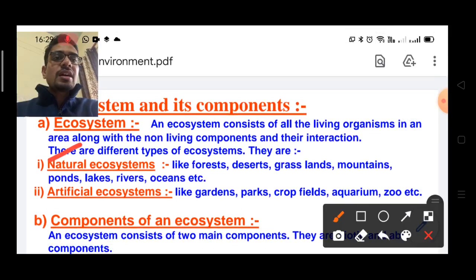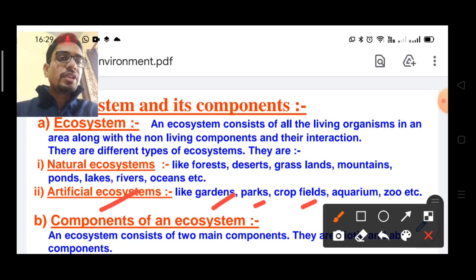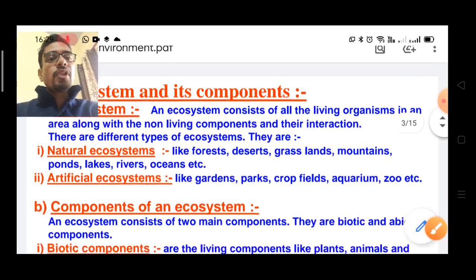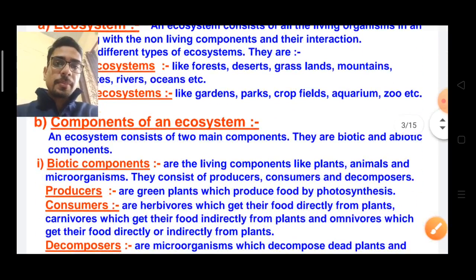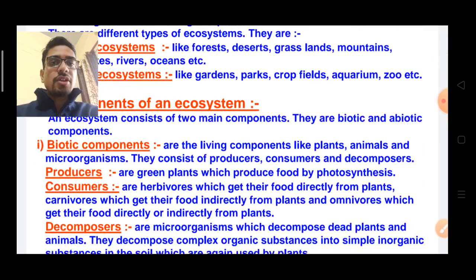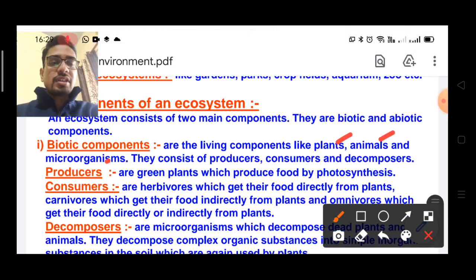And you are familiar with various types of ecosystem. Natural ecosystems are like forests, deserts, grasslands, mountains, ponds, lakes. These are all natural. And artificial ones, which are made by humans, are gardens, parks, crop fields. Okay. And what are the components of an ecosystem? You already know that there are biotic components and abiotic components. Biotic components are living components like plants, animals, and microorganisms.